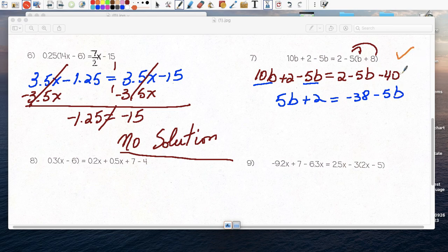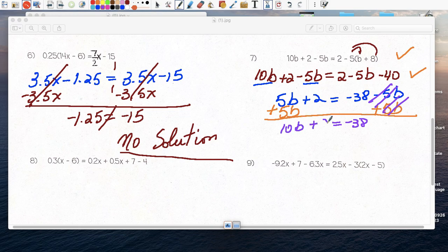Distributive property, check. Combine like terms, check. Is there a variable on both sides? Let's take care of that. One has a coefficient of 5, the other has a coefficient of negative 5, so let's get rid of the negative 5 because it's smaller. So plus 5b, plus 5b. The reason we do that is because we don't want to deal with negatives, so we take care of the variable with the smaller coefficient. This goes away. Negative 38 comes down. 5b plus 5b is 10b plus 2.